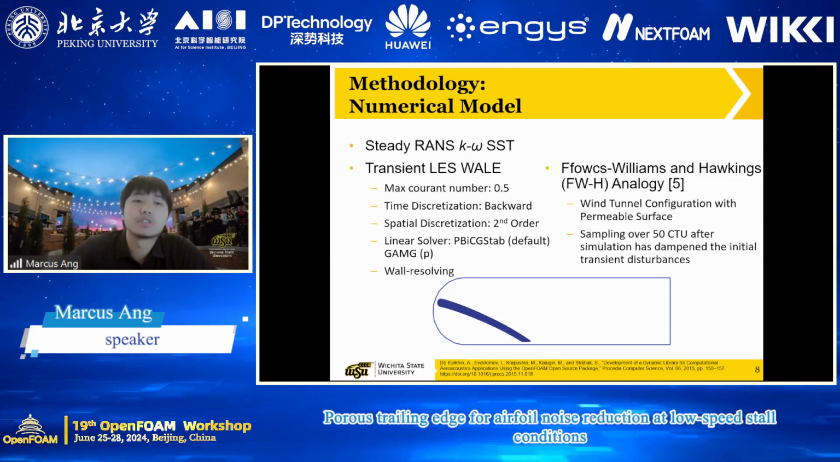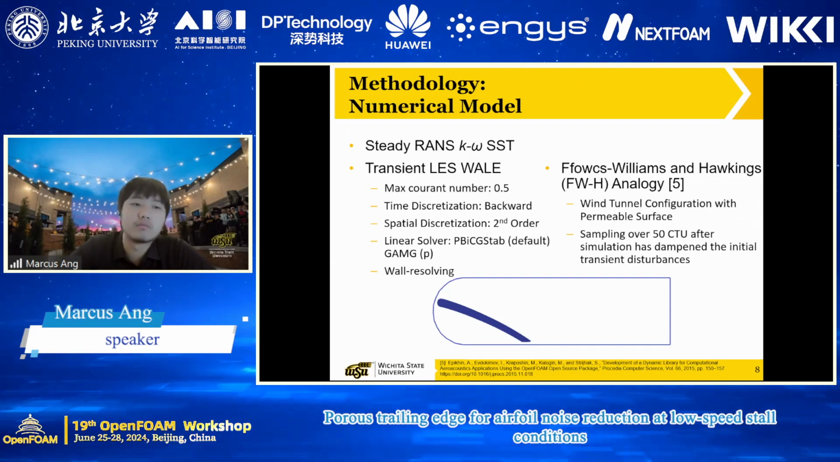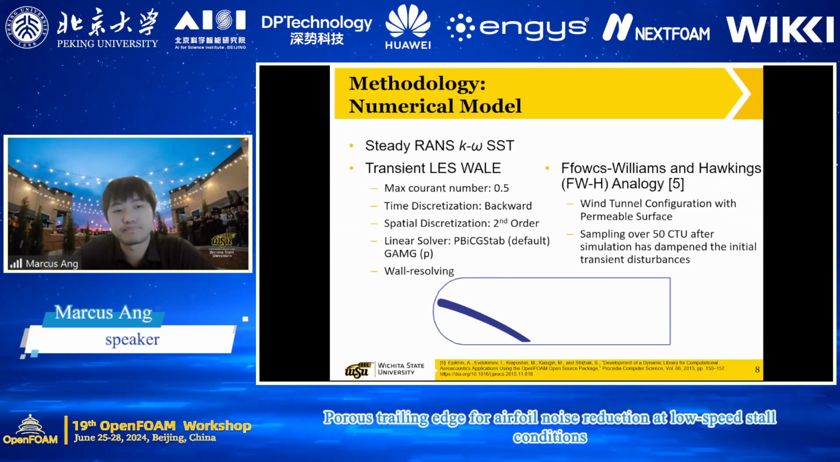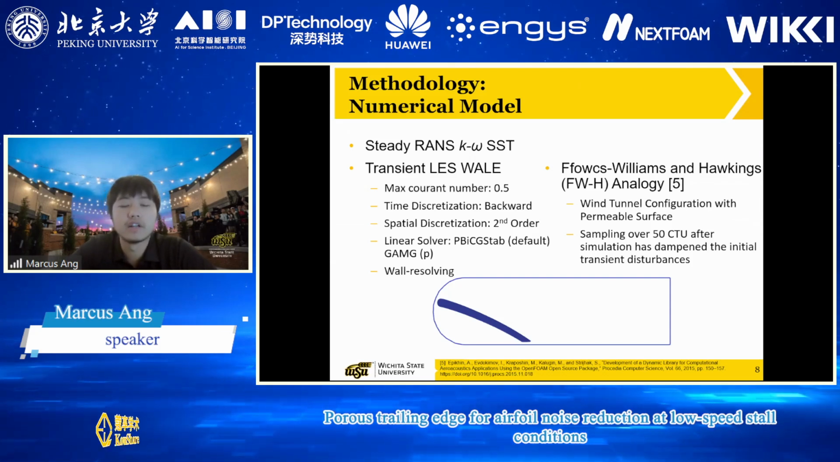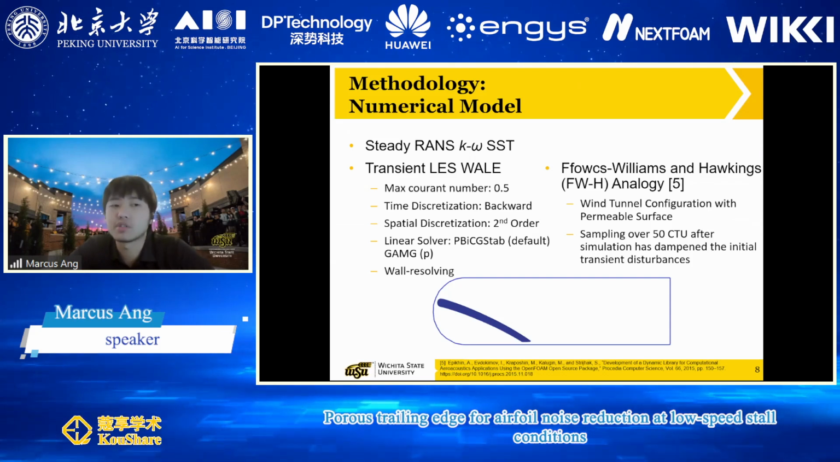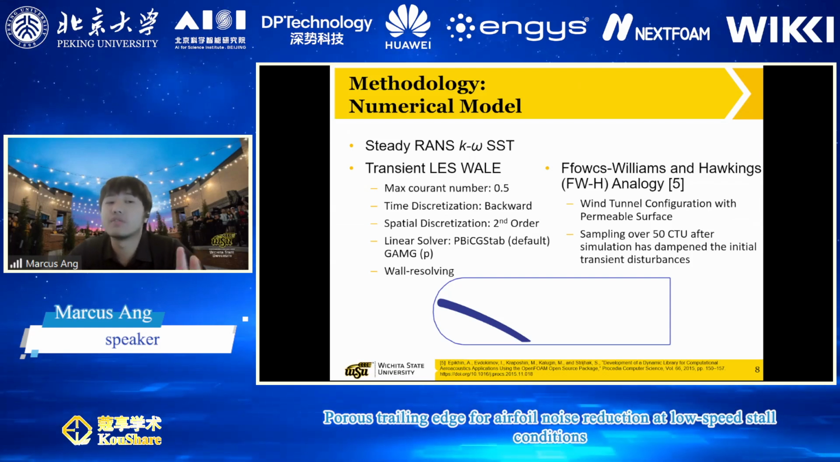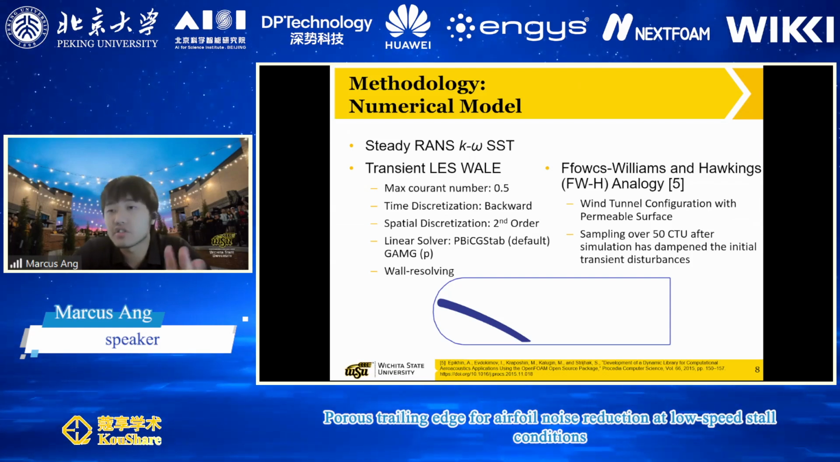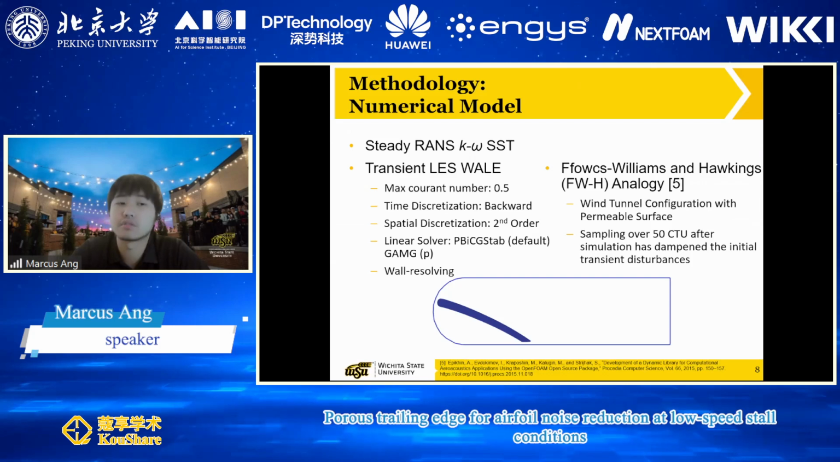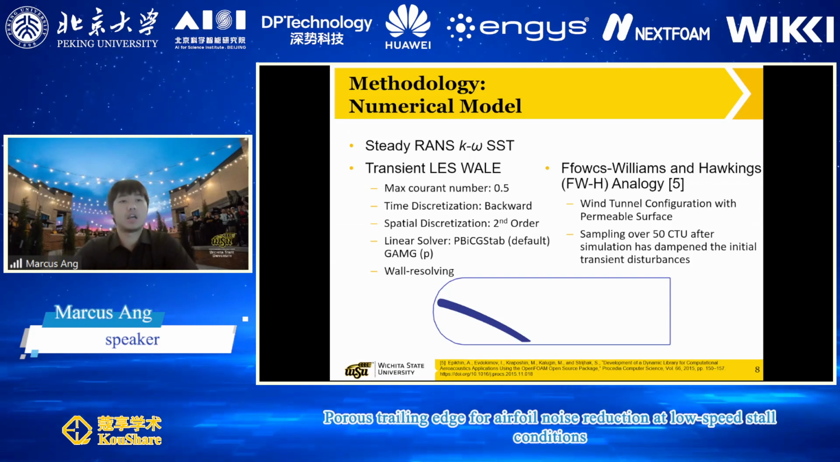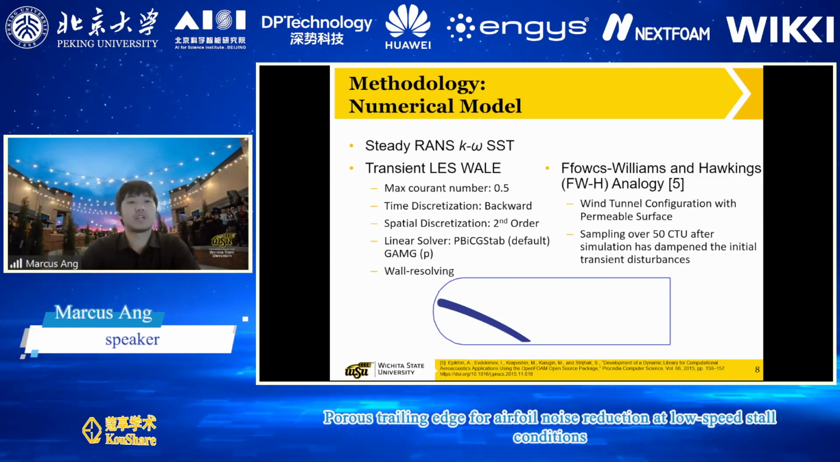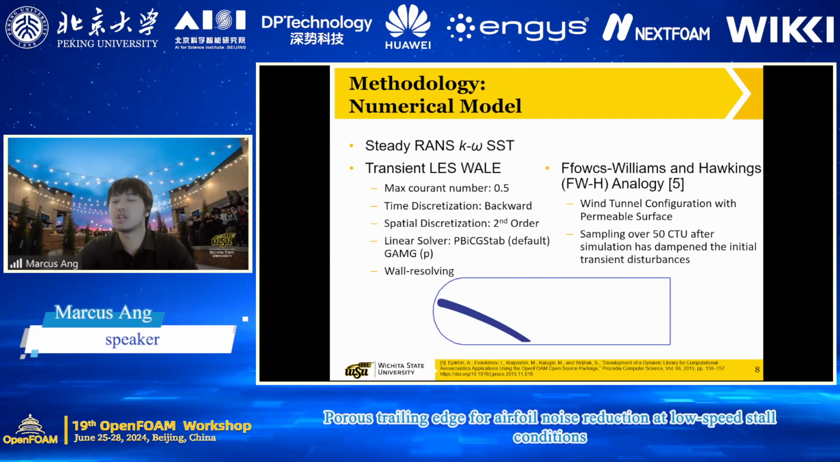We're using a permeable surface approach, and that blue surrounding there, that's essentially the source that we're considering. So we're going to include some of the turbulence within it. We're going to sample this over 50 convective time units after the simulation has dampened the initial transient disturbances. And then we're also reducing the Courant number to 0.5 to get a little bit more accuracy here.